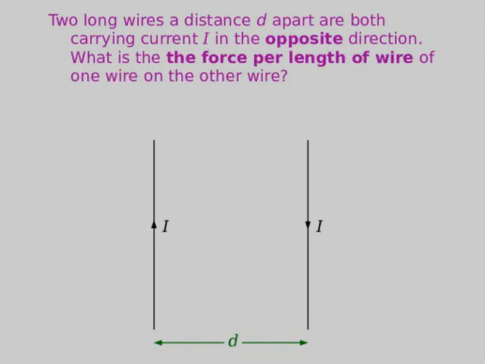Two long wires, a distance D apart, are both carrying current I in the opposite direction. What is the force per unit length of wire of one wire on the other? So now we have to do some calculations.